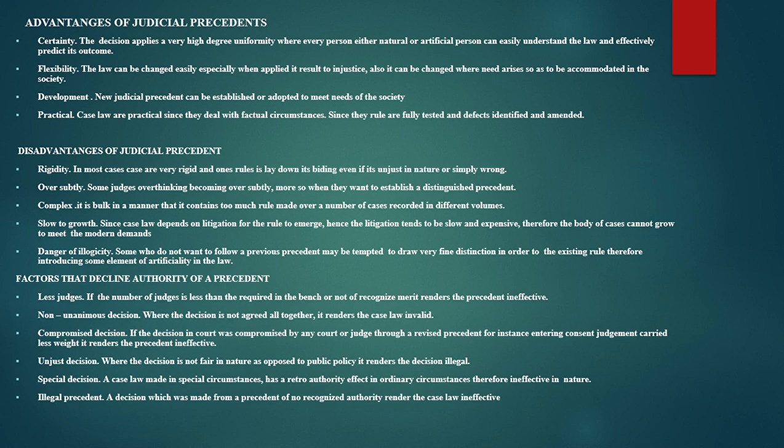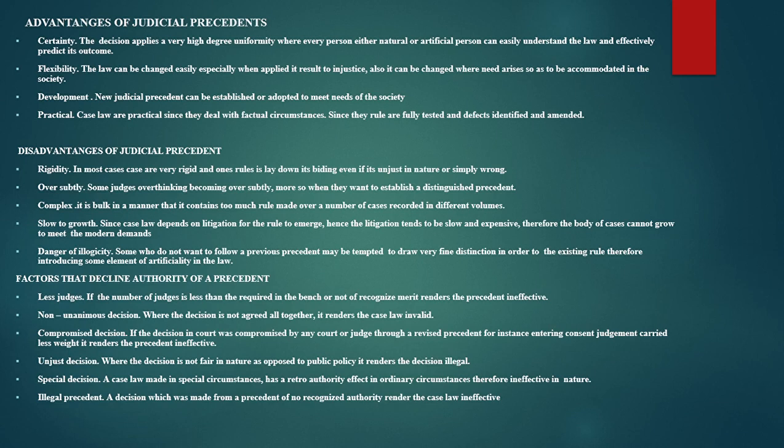Some who do not want to follow a previous precedent may be tempted to draw very fine distinctions in order to avoid the existing rule, therefore introducing an element of artificiality in the rule. So some judges, as I have told you, try to draw some fine distinction by overthinking in order to avoid some element of the rule, introducing artificiality in rules.